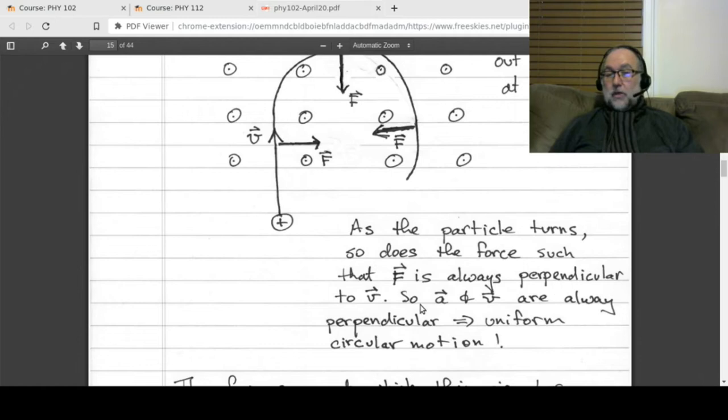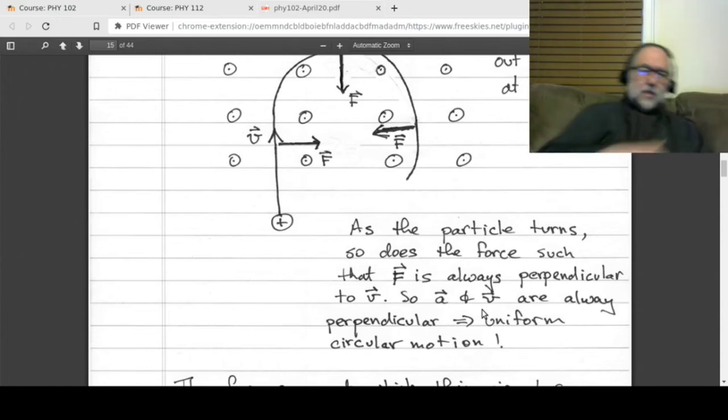And the force is always perpendicular to V, so the acceleration is always perpendicular to V. And whenever you have velocity and the acceleration perpendicular to the velocity, the acceleration is not speeding it up or slowing it down. It's always turning it. And that's uniform circular motion, okay, that we studied last semester.